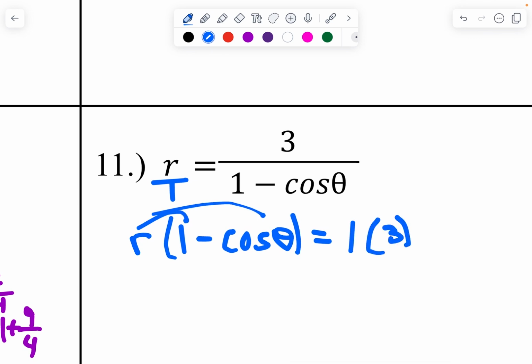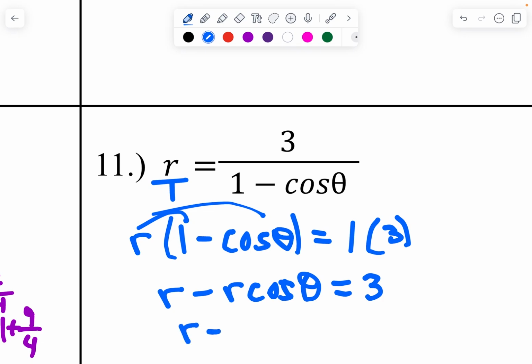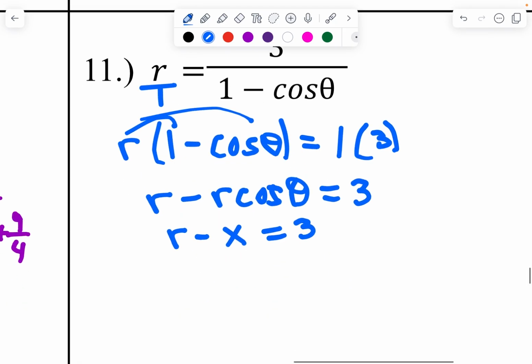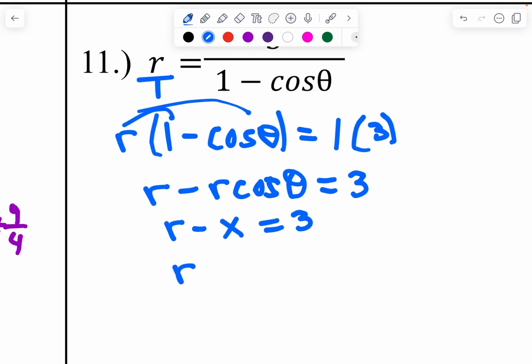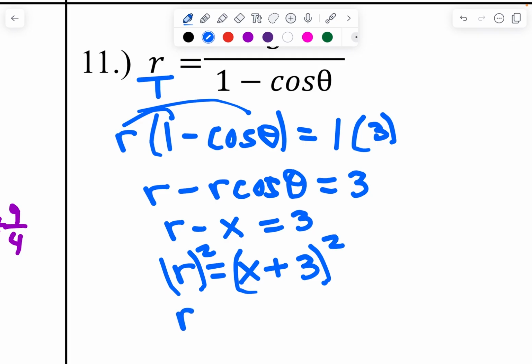And so if we distribute the r, we get r minus r times the cosine of theta equals 3. And we know that r times the cosine of theta is just x. So we can replace that with x. So we have r minus x equals 3. And then let's move that x to the other side. So positive x, positive 3. And let's square both sides now. So that we will get r squared equals this quantity squared.